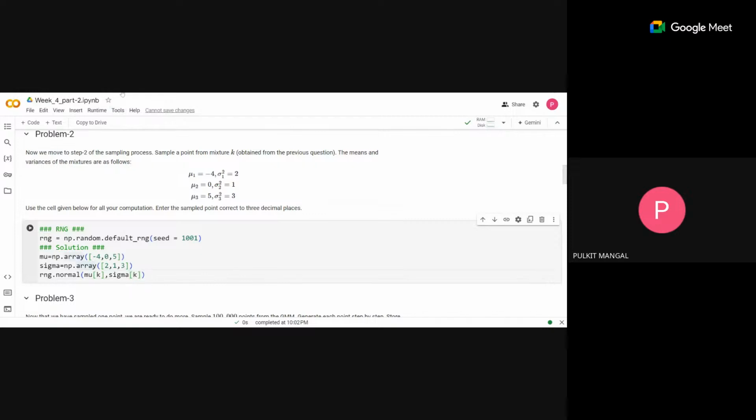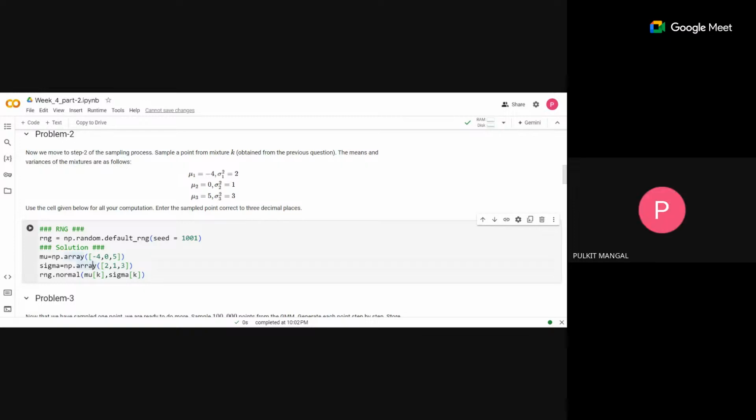Whatever k we have selected, we are only taking that positional argument. I hope it is clear. Sir, I don't understand why we are taking this normal distribution. Because we are taking the Gaussian, right? Our GMM is Gaussian. Yes, sir. Right, thank you, sir.